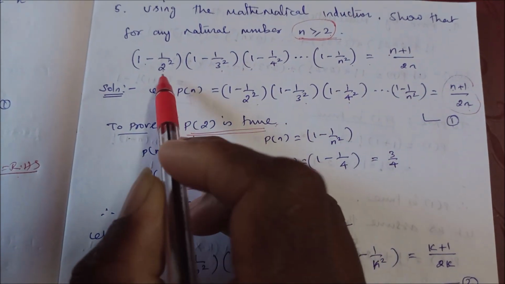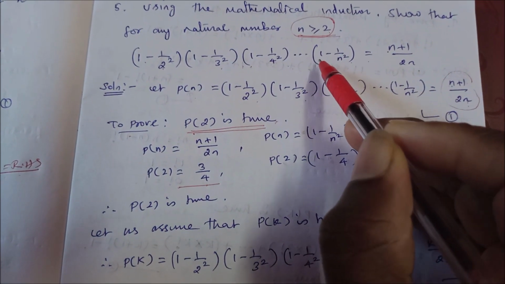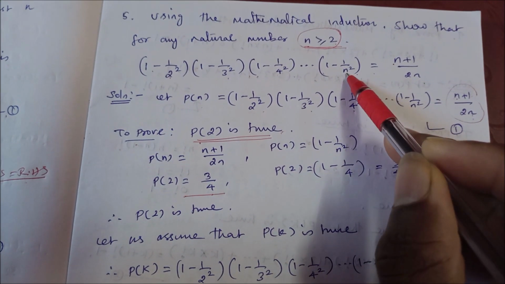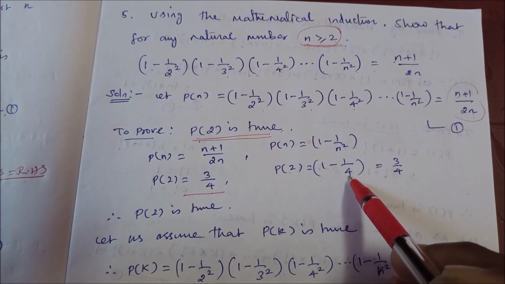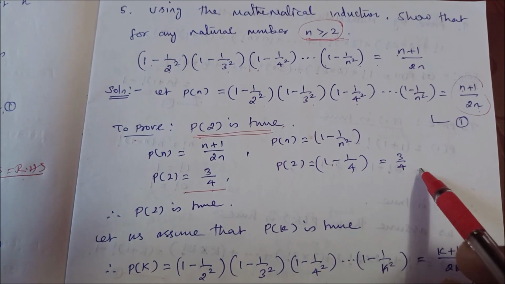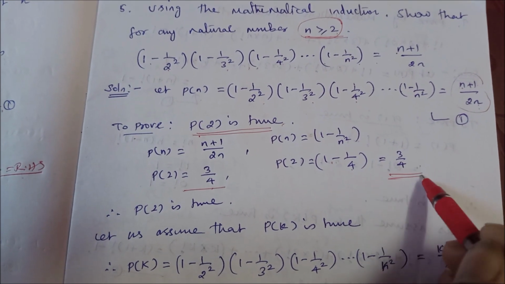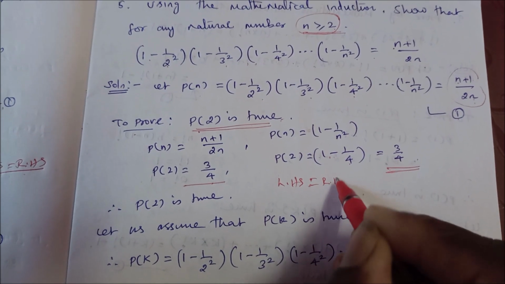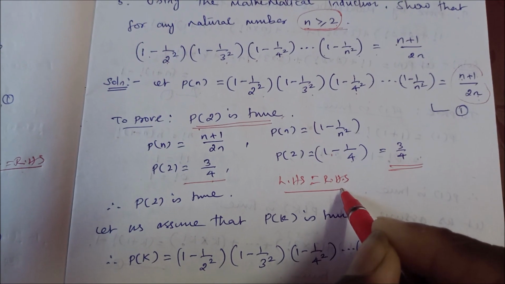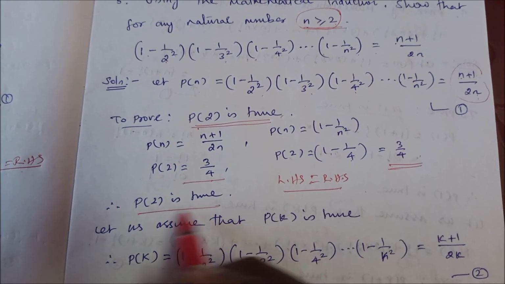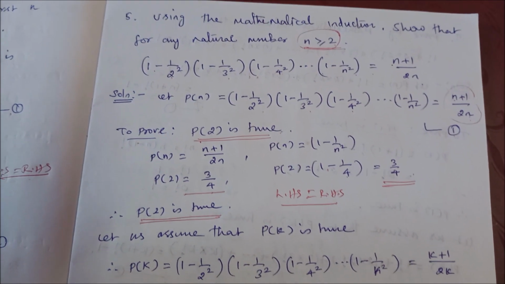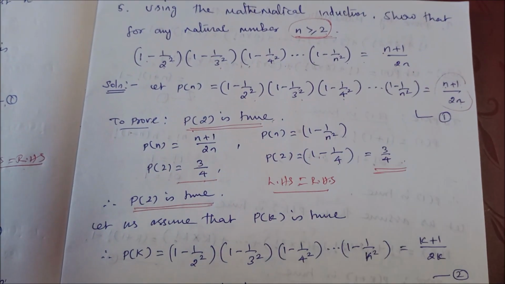The LHS nth term is 1 minus 1 by n square. Replace n by 2: 1 minus 1 by 2 square, which is 1 minus 1 by 4. Take LCM: 3 by 4. So the LHS equals the RHS. Therefore P(2) is true. Hence we write P(2) is true because the given series is valid from 2 to infinity.